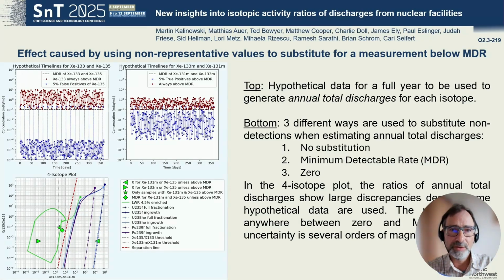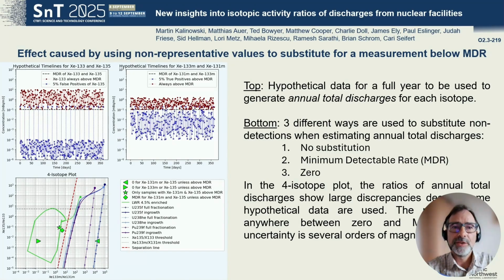How are those concentrations that are not observed substituted? The first method is do not do a substitution at all. This means just drop this contribution from this isotope on this day. The second is use the minimum detectable rate. And the third method is use 0.